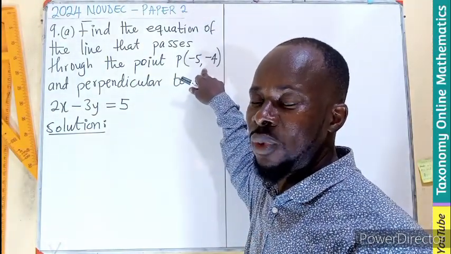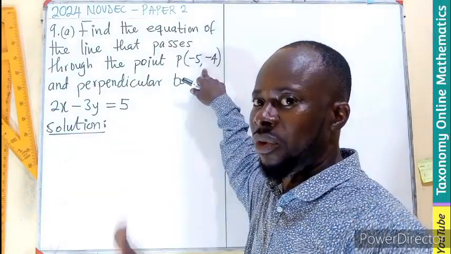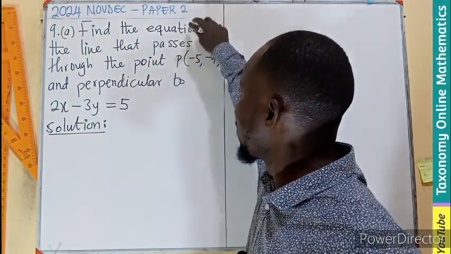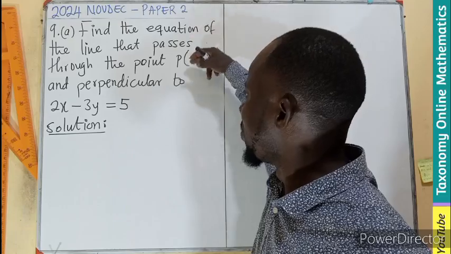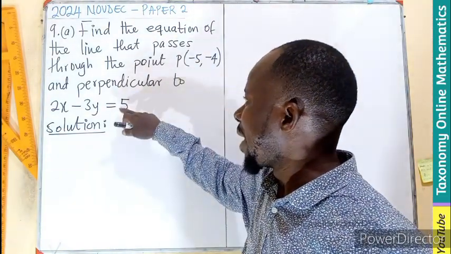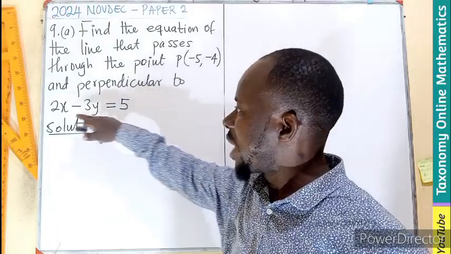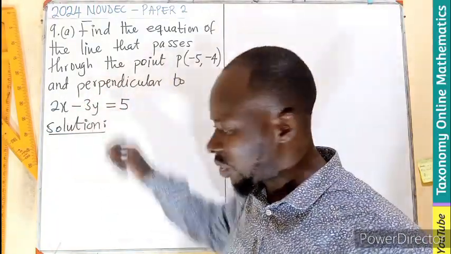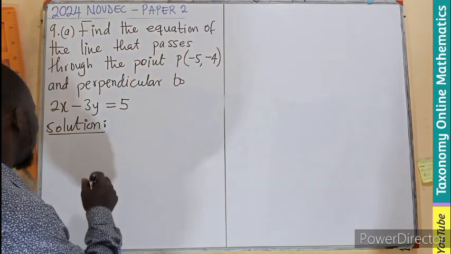To find the equation, we need a point, any point on the line. We also need the gradient. Up to this place, we cannot find the gradient because only the point has been given. So we have to look into the perpendicular line. We can easily find the gradient from this equation. So let's see how we can marry the two together.